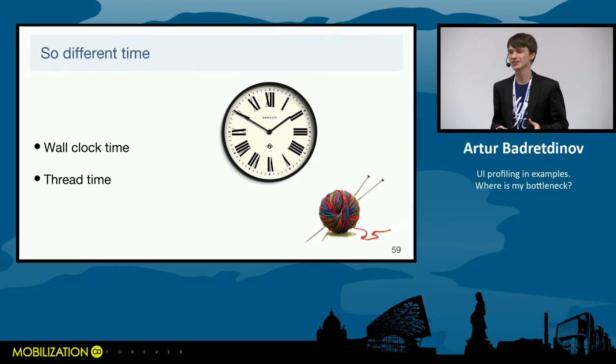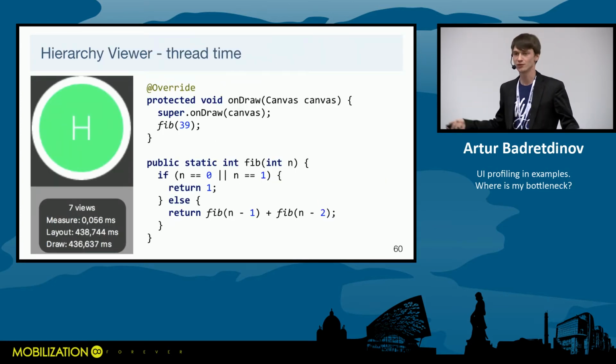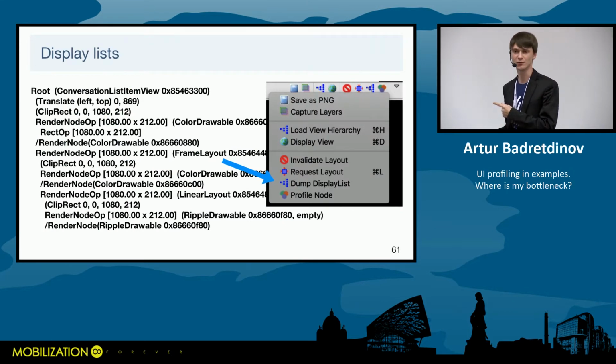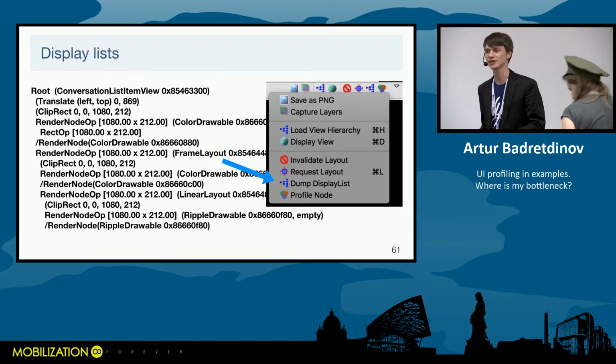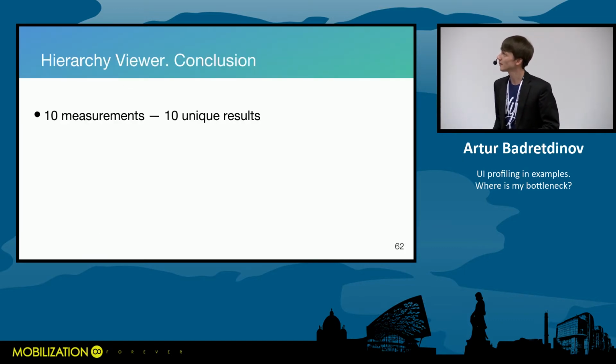So in case you are doing something in your onDraw, for example, going to background and trying to take something from your database, you will not see this issue in your HierarchyViewer, and you should be aware of it. And if you, for some reason, decide to calculate a Fibonacci number here, then yeah, you will see that you're in trouble. And just for curiosity, if you want to see how the real display list works, you can use HierarchyViewer to show a display list.